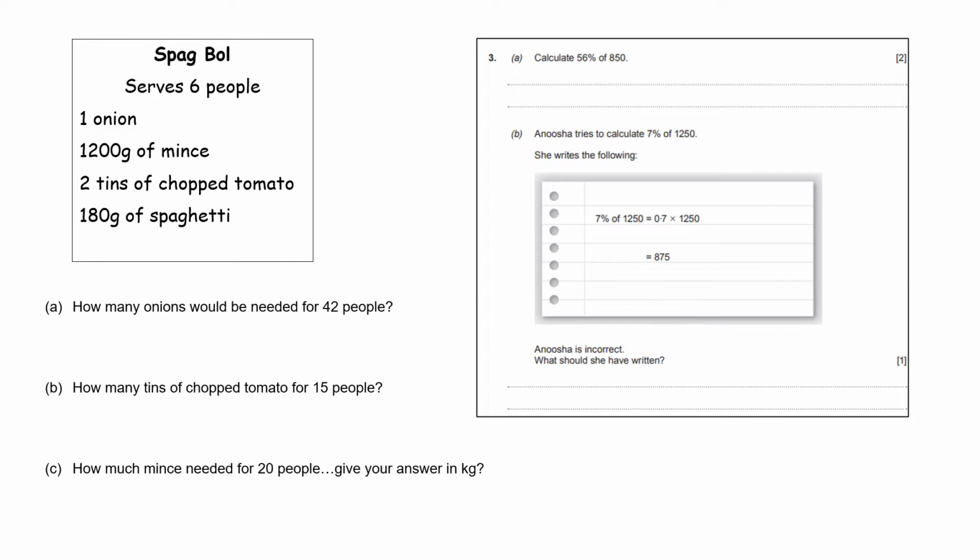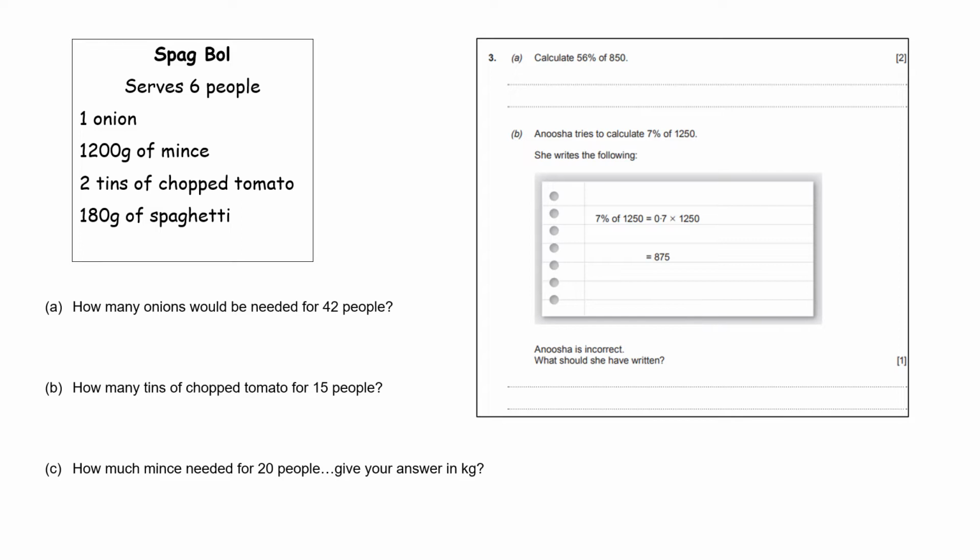A couple of questions here. There's the left-hand side and the right-hand side. The left-hand side looks to be a recipe, a spaghetti bolognese recipe, which serves 6 people. Okay, there are other ingredients. I just chopped them off when making this question. Chopping them off is good when it's a recipe question. I got rid of them from the question. So 1 onion and so on.